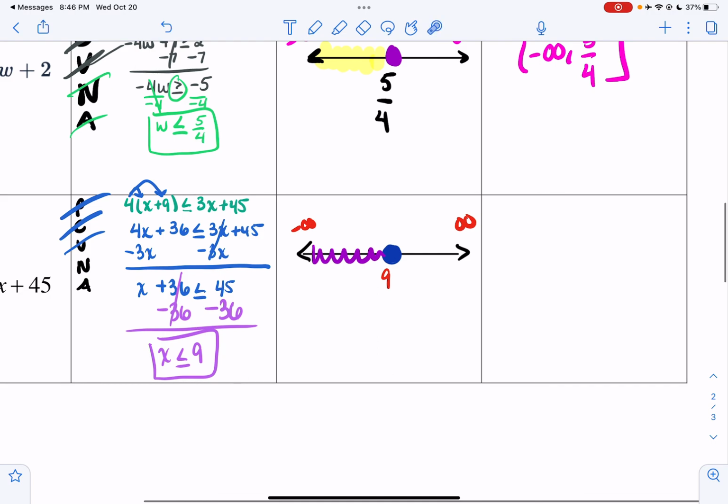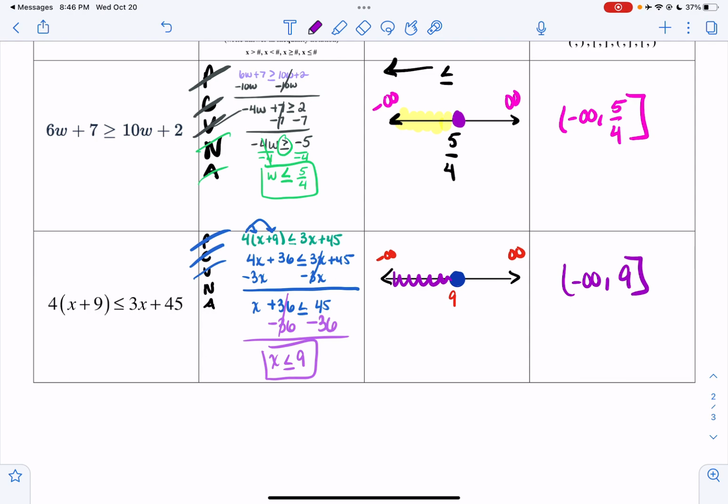So if you look, I'm starting with negative infinity, which is going to be a parenthesis. And then I end with 9. And since I'm including it, it's going to be a bracket. And that's your final answer.